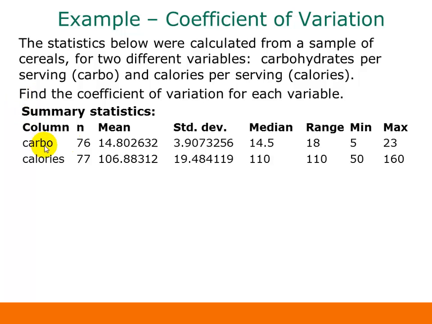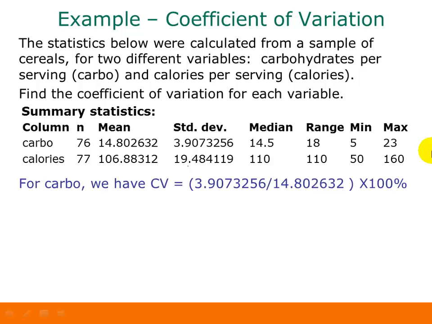Now, if we look at just the standard deviations and the ranges for these two variables, since the standard deviation for calories is much larger, that might make us think that this variable had much more dispersion than the carbo variable. But what we're going to do here is look at that standard deviation as a percentage of the mean, which will let us compare the two much better.